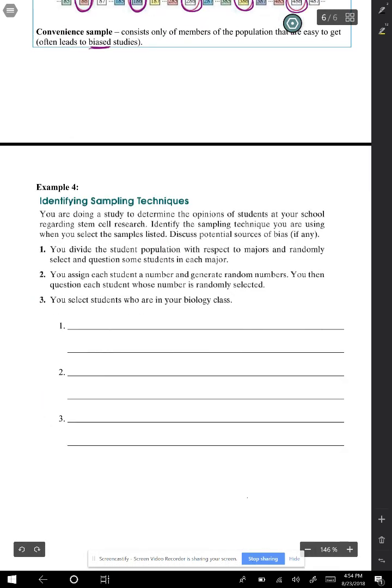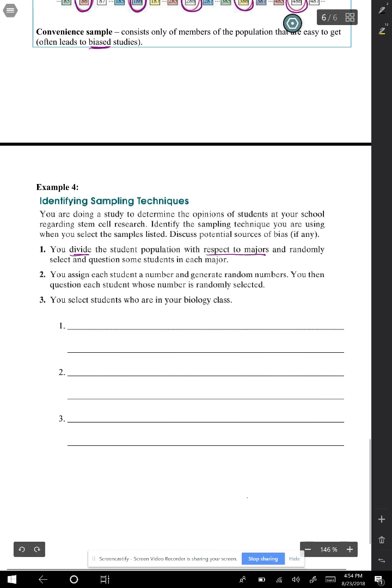Okay, so our fourth example, and this is our last one, is we want to identify what kind of sampling technique was used, and then, of course, discuss if there's any source of bias. So the first one is you divide the students with respect to majors, and then you randomly select and question students from each major. So when we divide them with respect to majors, we are creating groups of similar people. So the math majors, the science majors, the art majors, we're creating groups of similar people, and then we're randomly selecting from each of those groups.